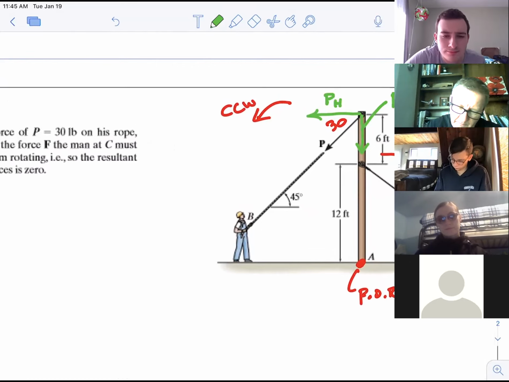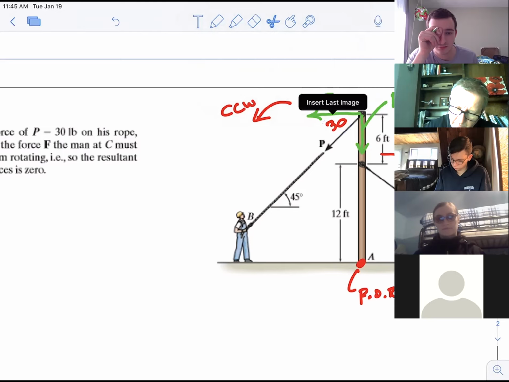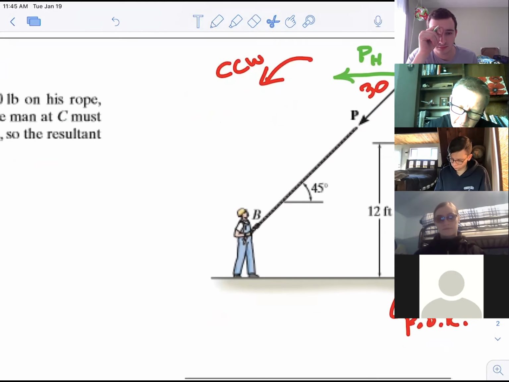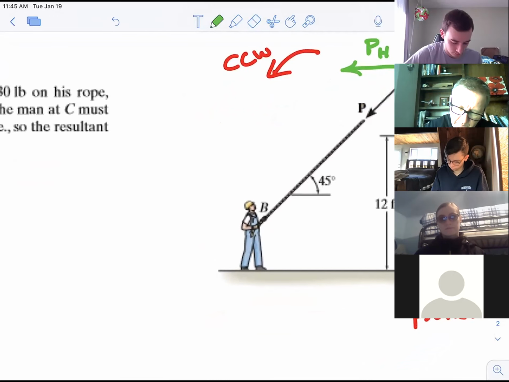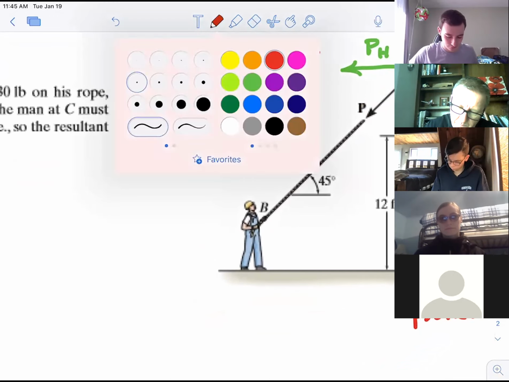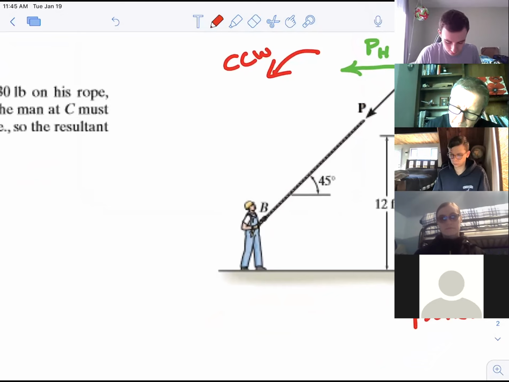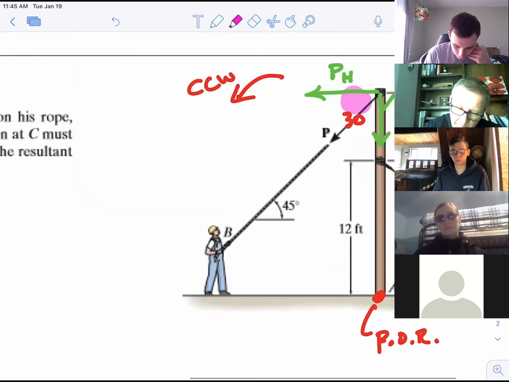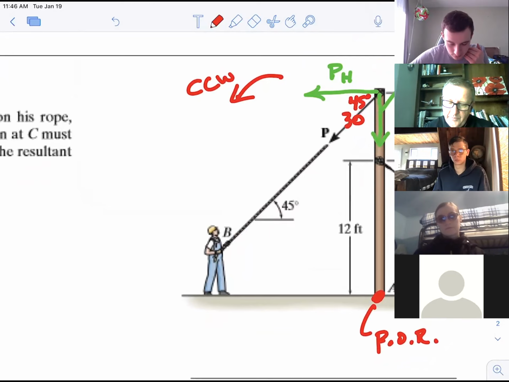And so since this force itself, I'll move this over. I'm just going to erase it, I guess, since I can't seem to move it. Since this force is actually 30 pounds and that's a 45-degree angle down there, then that means this is also a 45-degree angle. You agree with that?